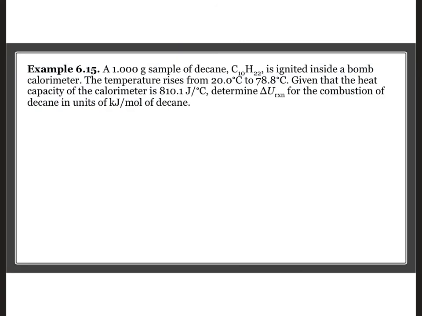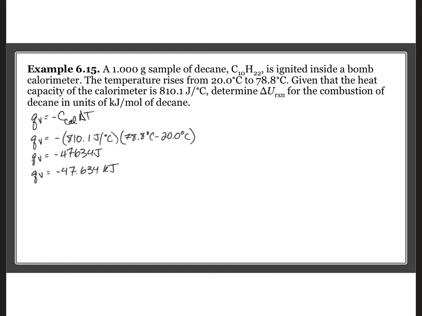A 1 gram sample of decane is ignited in a bomb calorimeter, causing the temperature to rise from 20 degrees Celsius to 78.8 degrees Celsius. We're asked to determine delta U of reaction for the combustion of decane in units of kilojoules per mole of decane. To do this, we'll first calculate the heat transferred as Q sub V equals negative C calorimeter delta T. Next, we'll divide Q sub V by the number of moles of decane combusted.